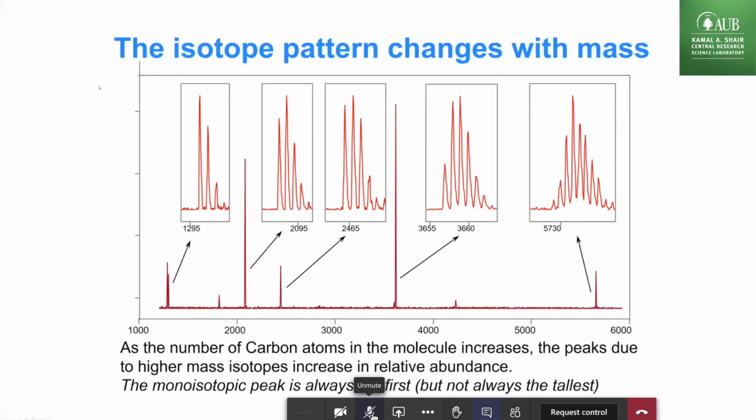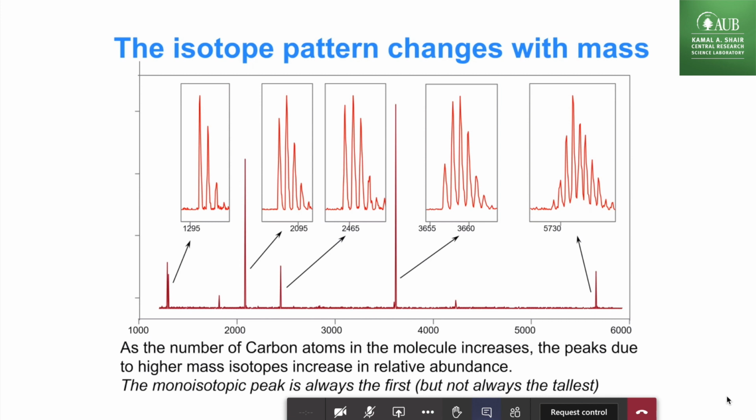Okay, here we go. Three more slides, I think, on isotopes, and then we'll move on. I just want to emphasize that the isotope pattern will change with the mass. It's not actually changing with the mass, it's changing with the number of carbons. But as the number of carbons increases, the mass gets bigger, right? Then the isotope pattern will change.